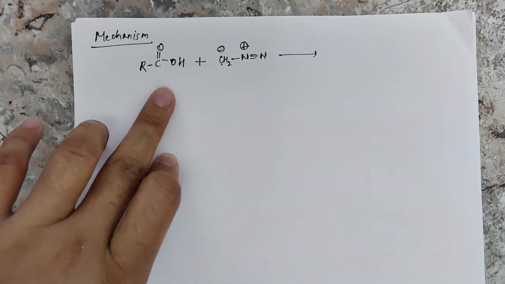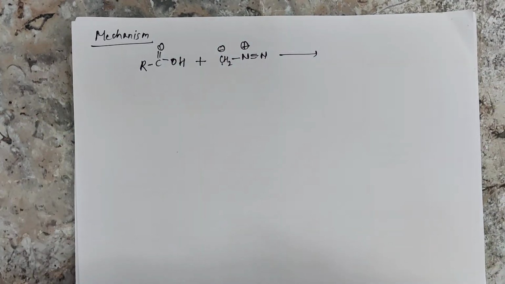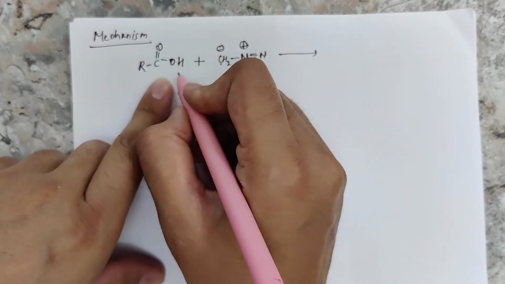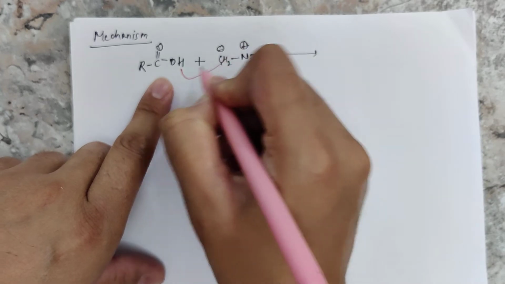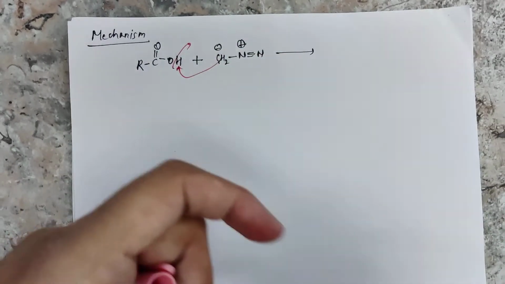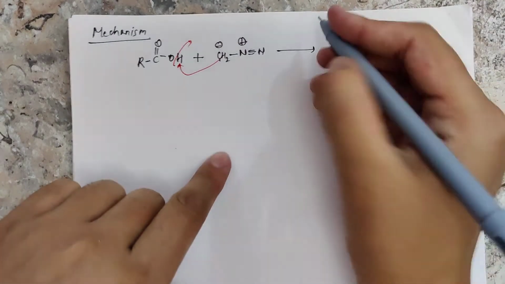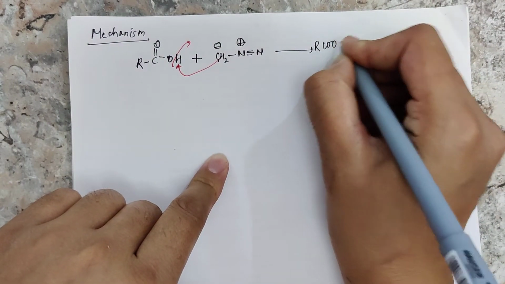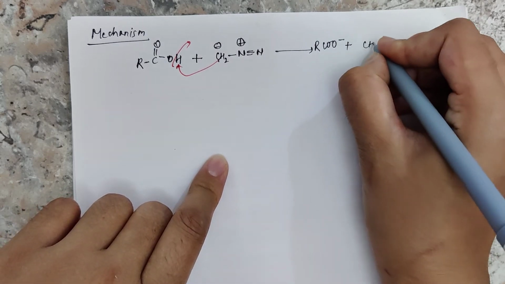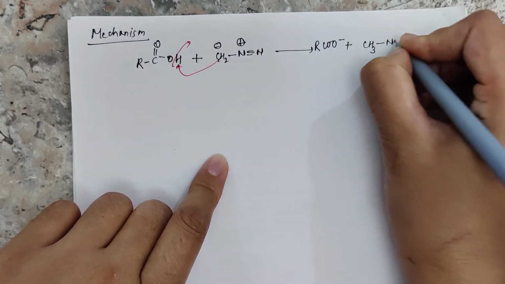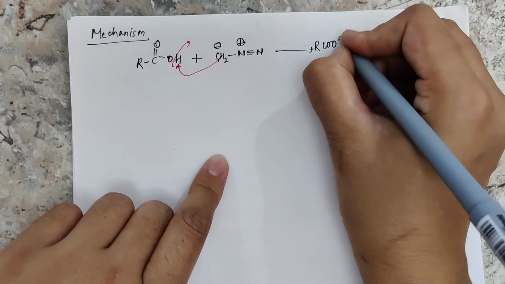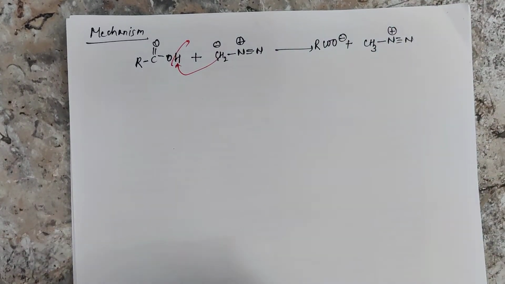This is a negatively charged species. It will abstract the proton. यहाँ से ये abstract कर लेगी proton को, ठीक है. तो we will obtain RCOO negative plus CH3 and triple bond N will be positive here. इसके पास negative हो गया.